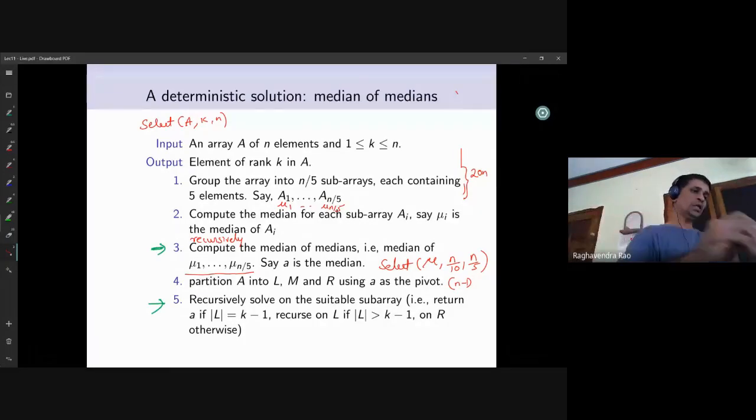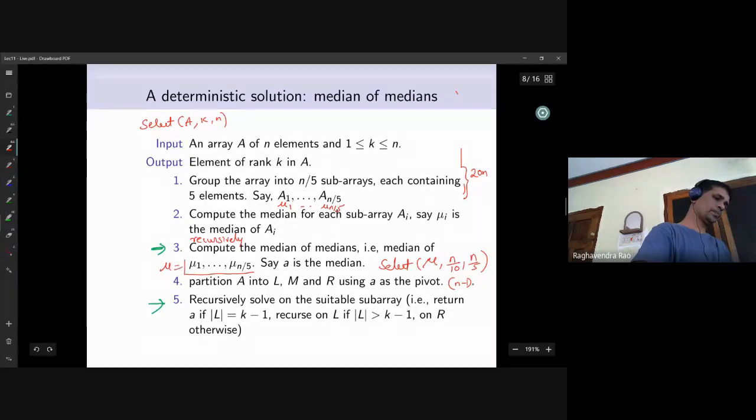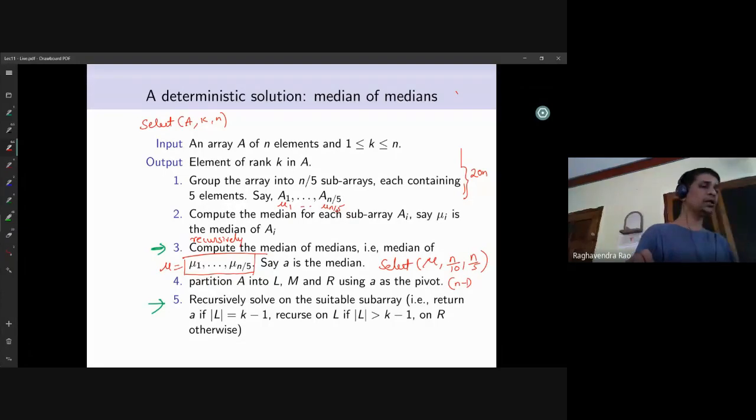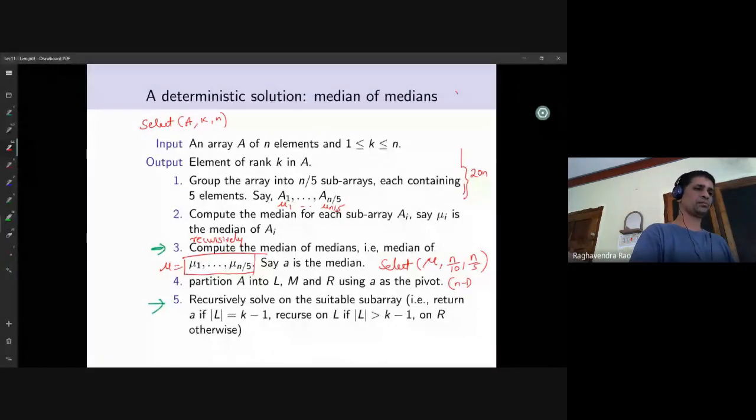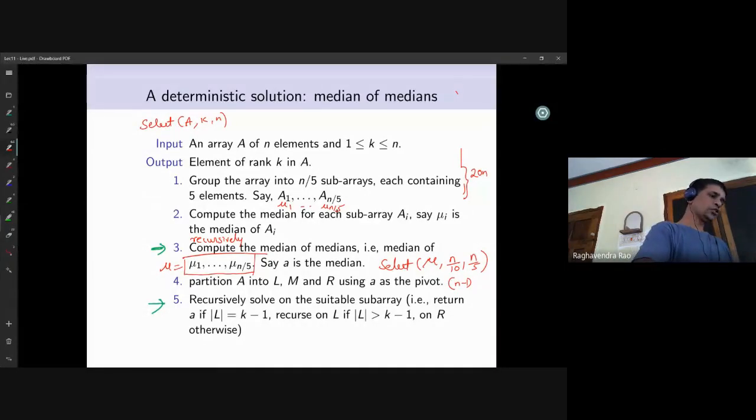Now these medians, I just consider as an array. Let's call it mu. Now I make a recursive call computing the median of these. That is, select with mu as the array, n by 10 as the value of k, and n by 5 as the size of the array. Again, I'm assuming that 10 divides n. Otherwise, you take a floor or ceiling accordingly. I mean, you take the ceiling, that's enough. Now assume that the recursive call returns a value.